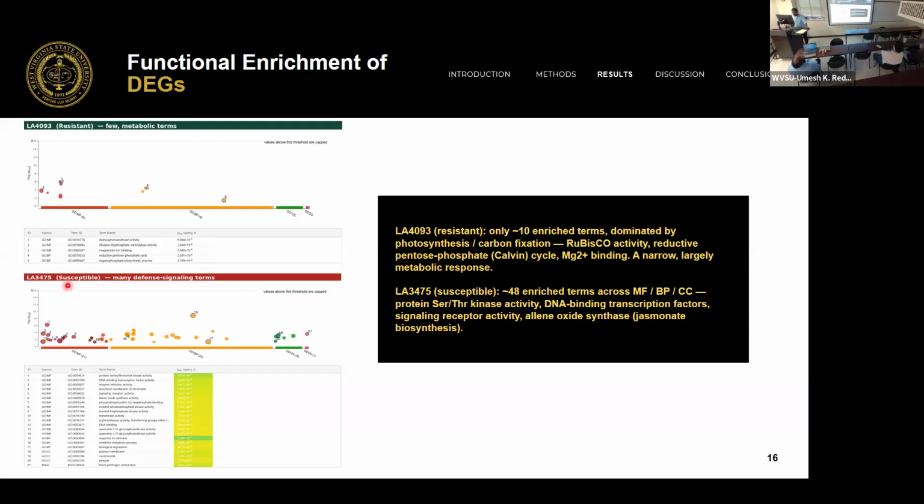categories: molecular function, biological process, and cellular components. Mainly the enriched terms are DNA binding transcription factors and signaling receptor activity, which suggests that the downstream signaling in the plant is effective and it tries to maintain its homeostasis during the infection.